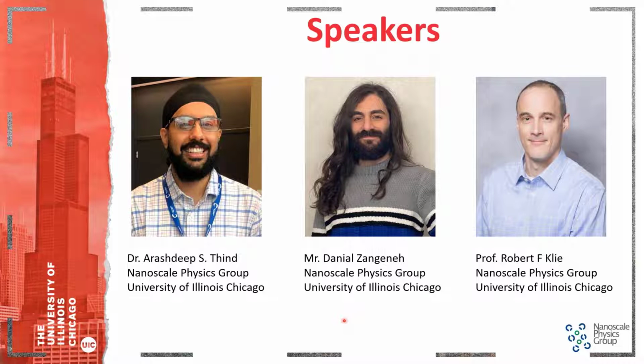And last but not least is Robert. He's a professor and the head of the UIC physics department. He serves as the director of the nanoscale physics group, the academic director of the electron microscopy core facilities at the Research Resources Center at UIC, and is the co-director of the UIC Institute for Functional and Regenerative Materials. As a scientist, he focuses on atomic resolution characterization of functional and regenerative materials using state-of-the-art transmission electron microscopy.